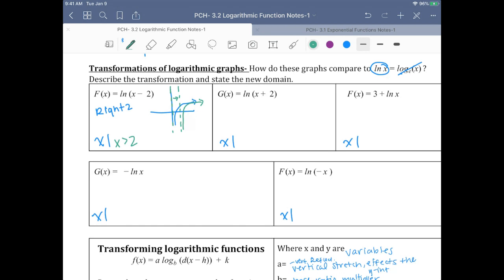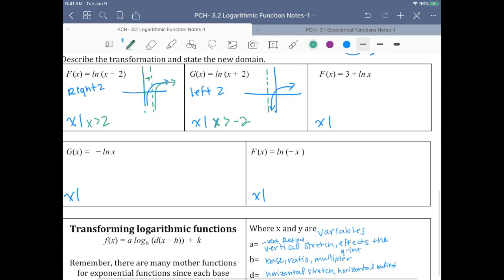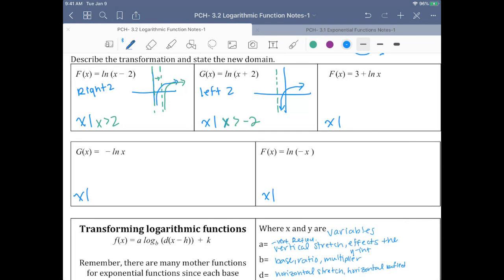Okay, the next one, we're going to move left 2. So that means the asymptote moves left 2. And the graph looks like that. Okay, so x has to be greater than negative 2. This next one, we're moving up 3. So the asymptote is staying at 0, but the graph is going to move up. Okay, so the domain stays the same. x has to be greater than 0.